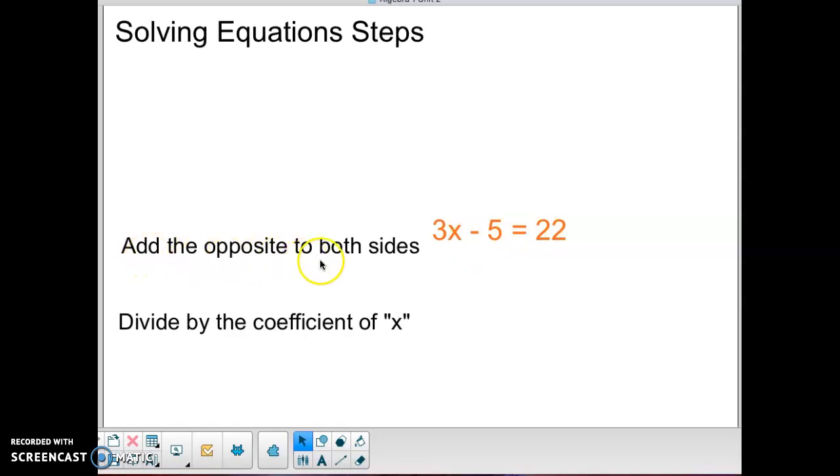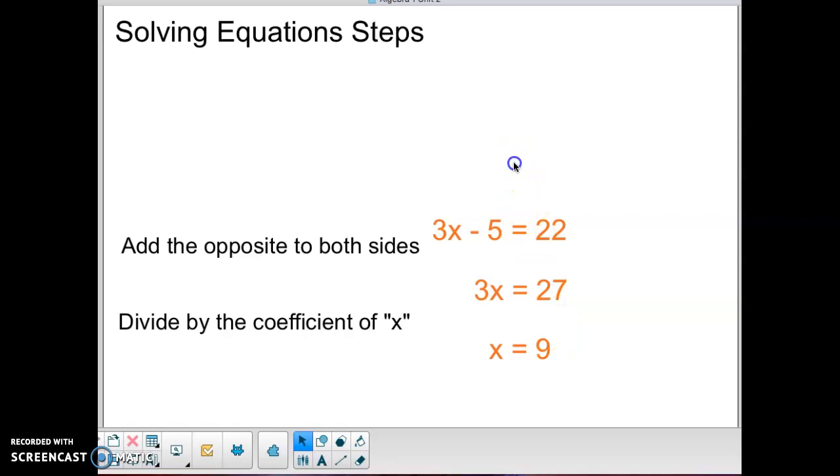You add the opposite to both sides. So right here, you'd add the opposite of negative 5 to both sides. When you get there, you'd have 3x equals 27. You then divide by the coefficient of x, which means the number in front of the x, divide by 3, and you get x equals 9. So nothing on this changes, okay?